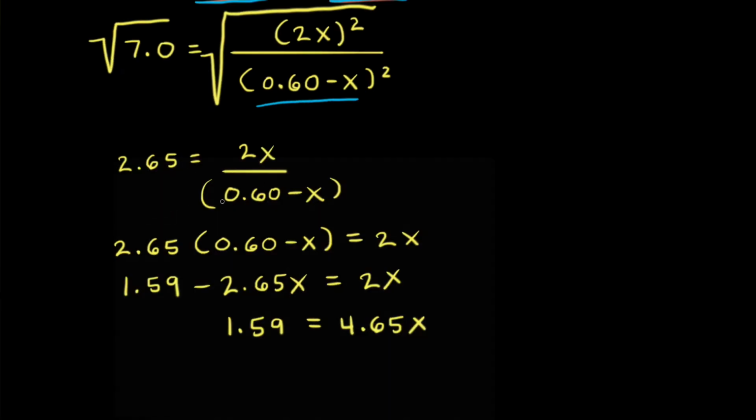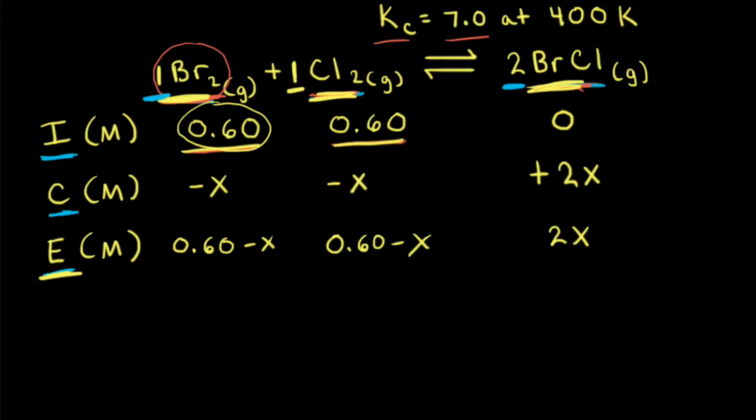Taking the square root of both sides gives us 2.65 is equal to 2x over 0.60 minus x. To solve for x, we would then multiply both sides by 0.60 minus x to give us this. And then after a little more algebra, we get 1.59 is equal to 4.65x. So x is equal to 1.59 divided by 4.65, which is equal to 0.34.